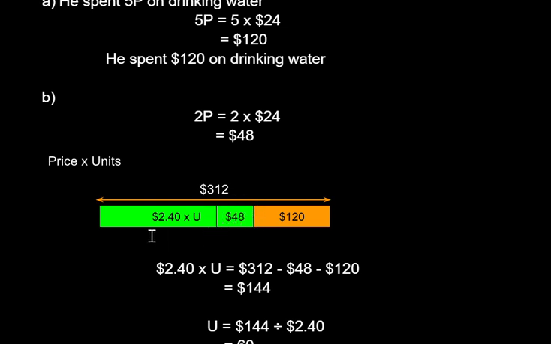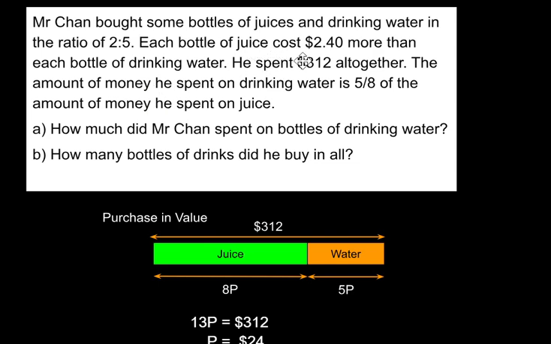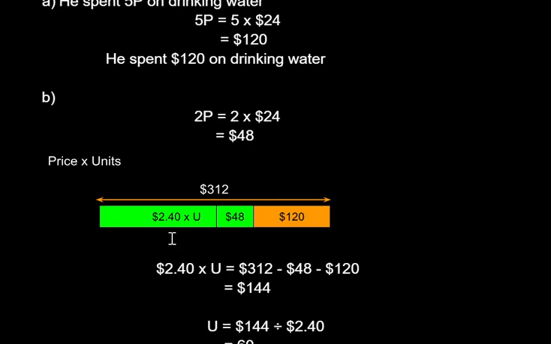And the remaining must have come from $2.40 times the number of bottles of juice that he bought. Remember, juice costs $2.40 more, so every bottle that he bought adds $2.40. So if he bought 10 bottles, it will be $24. But we already know that he has a base of 48 because it's 2p here. This all has to add up to $312.